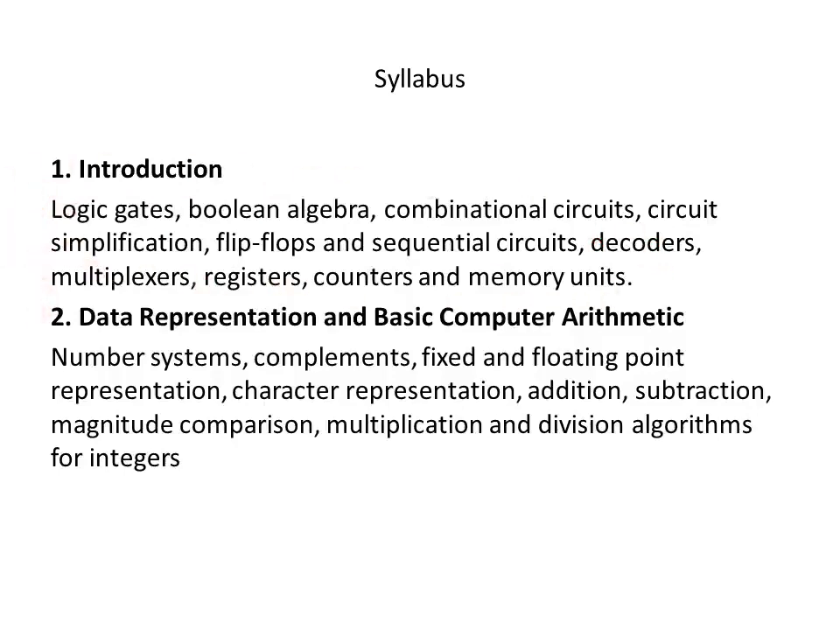Next is number system. It is how data is represented internally. There are various kinds of numbers: binary numbers, hexadecimal numbers. How complement of a number is generated. Fixed and floating point number representation. What is fixed and floating point representation? Character representation, addition, subtraction, magnitude comparisons, multiplication and division algorithms, for integers only.